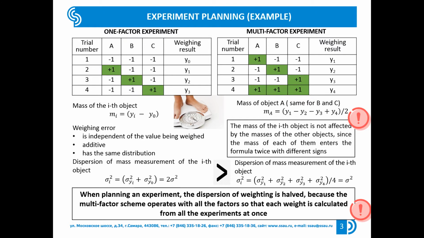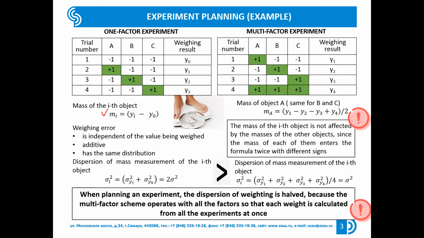A traditional weighing scheme is shown in the table on the left. When a sample is placed on the scale, the table shows +1. When it is not on the scale, it shows -1. The mass of each object is estimated only from the results of 2 experiments, the one in which the object under study was placed on the scales and the blank experiment. Then the mass of the i-th object is equal to this.